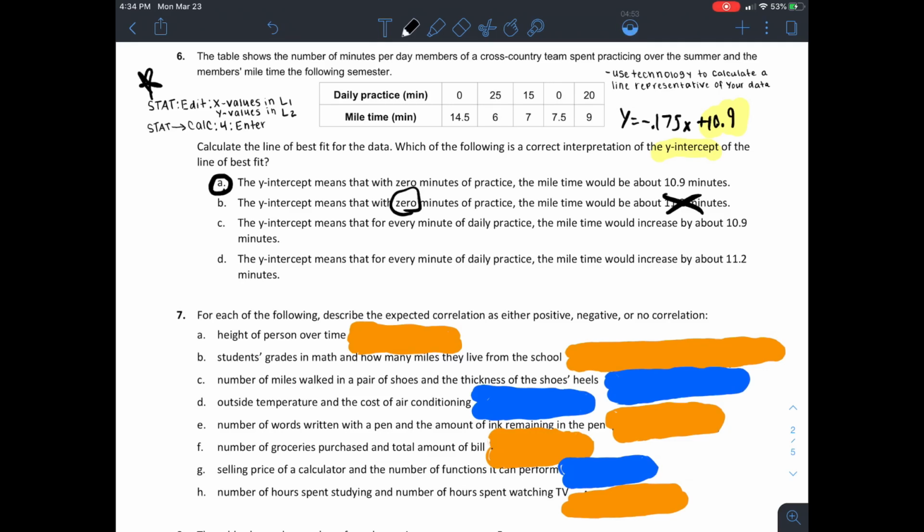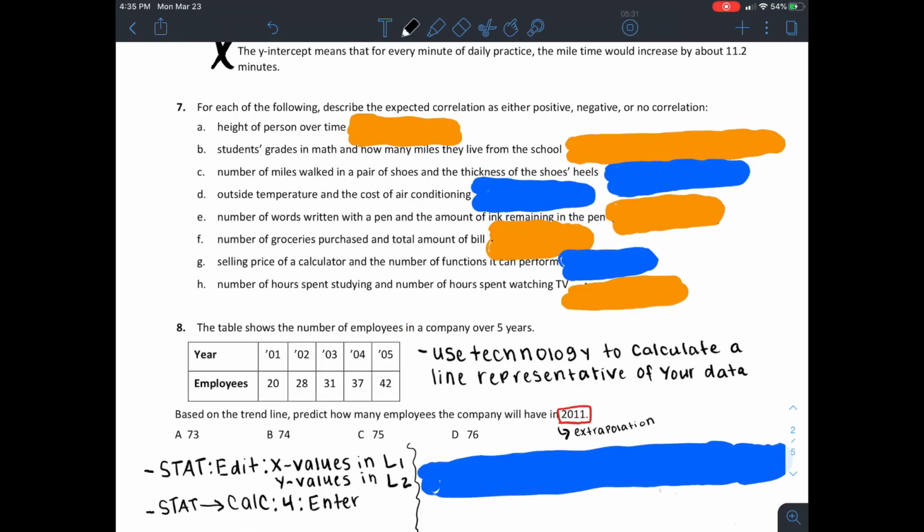So, can't be B. C, the y-intercept means that for every minute of daily practice, the mile time would increase by about 10.9 minutes. Well, that's describing slope. So I know my question asked about the y-intercept. And D, the y-intercept means that for every minute of daily, that's also about slope. Our next question asks us to describe if the expected correlation is positive, negative, or has no correlation.